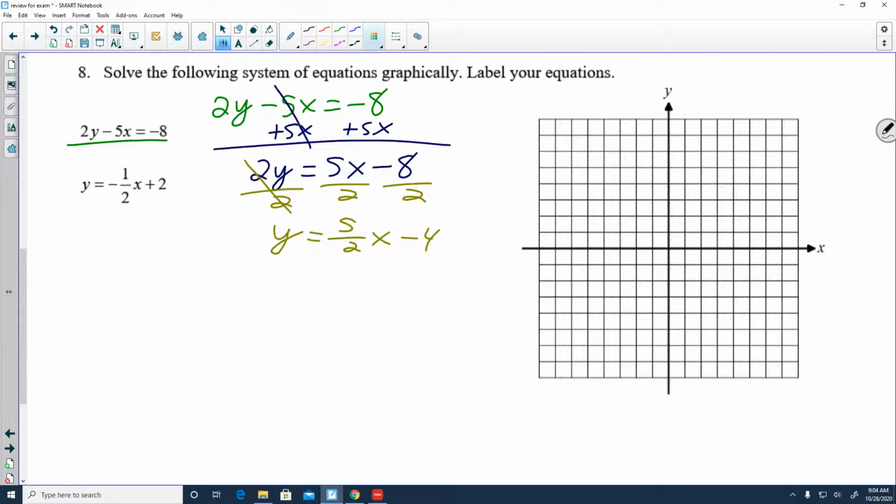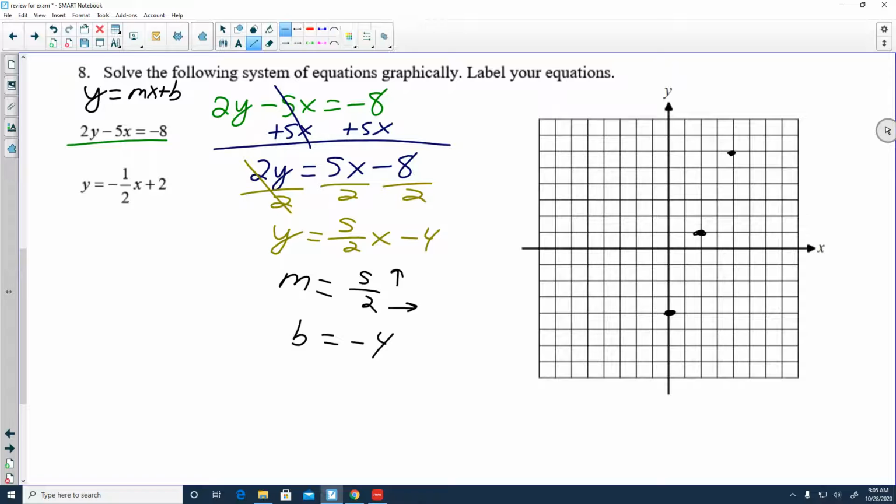So we have, remember, y equals mx plus b, a slope of positive 5 over 2, and a y-intercept of negative 4. Whenever we have a positive slope, we're going to go up and right, and we're going to start at the y-intercept of negative 4. So we go 1, 2, 3, 4 down, put a dot, and then count up 5, right 2, put a dot. Up 5, right 2, put a dot, and that's it. That's all I can put there on my axes.